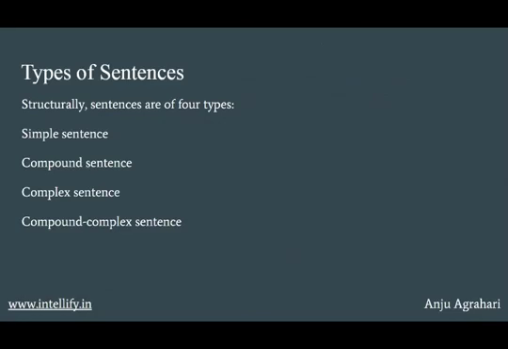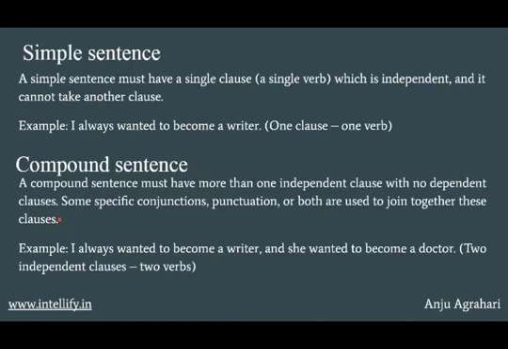There are four types of sentences. Structurally, there are four types of sentences: simple sentence, compound sentence, complex sentence, and compound-complex sentence. What is a simple sentence? A simple sentence must have a single clause, a single verb, which is independent, and it cannot take another clause.